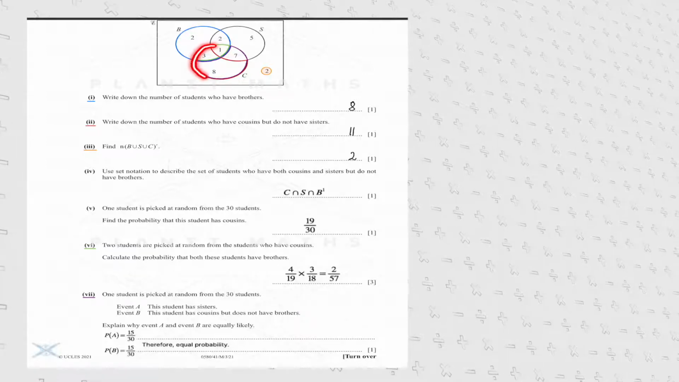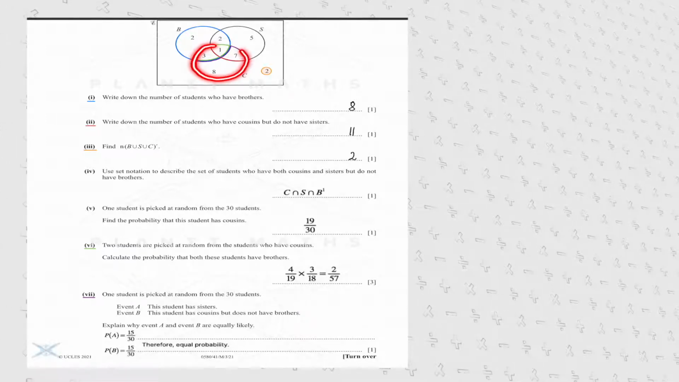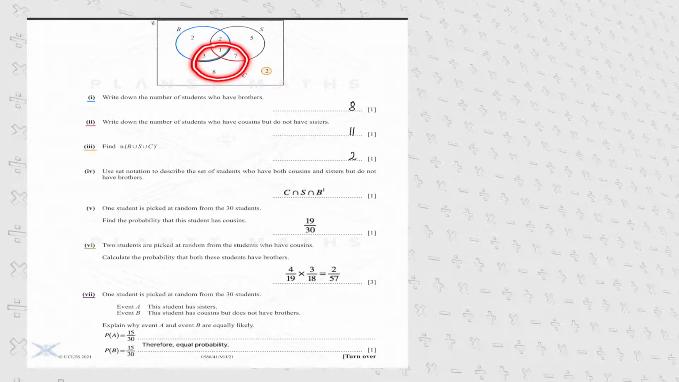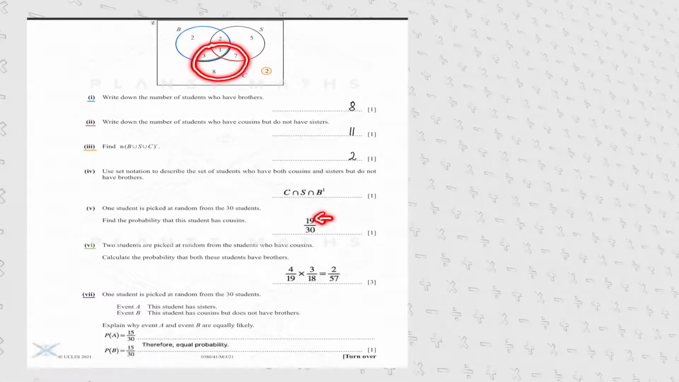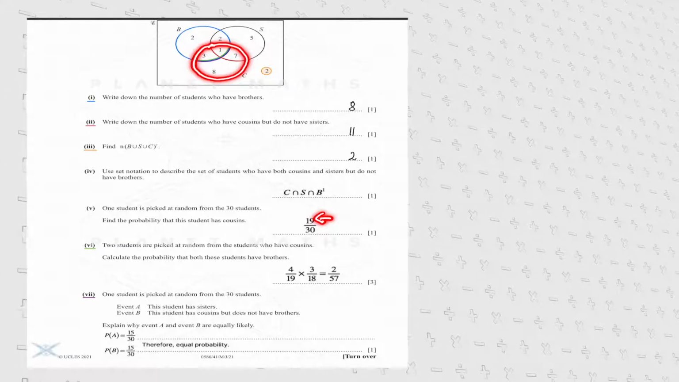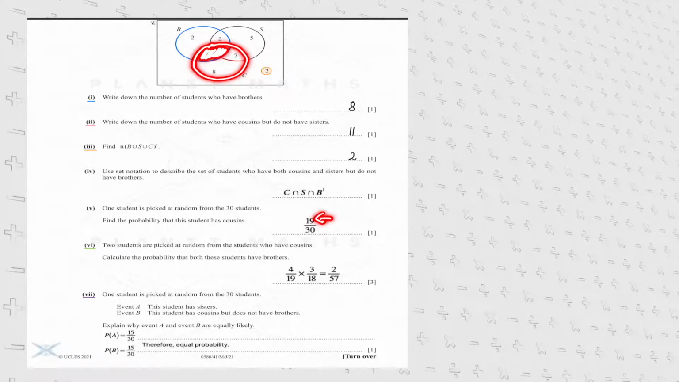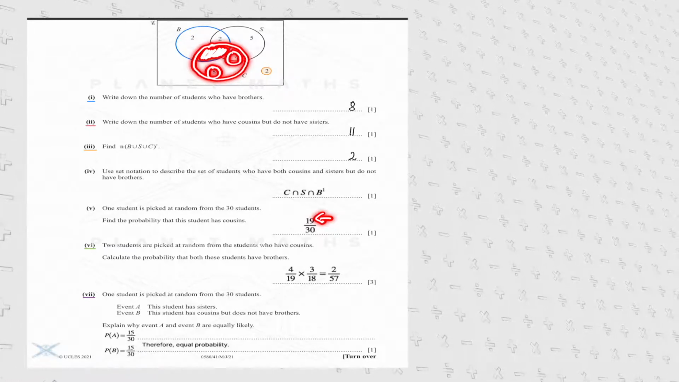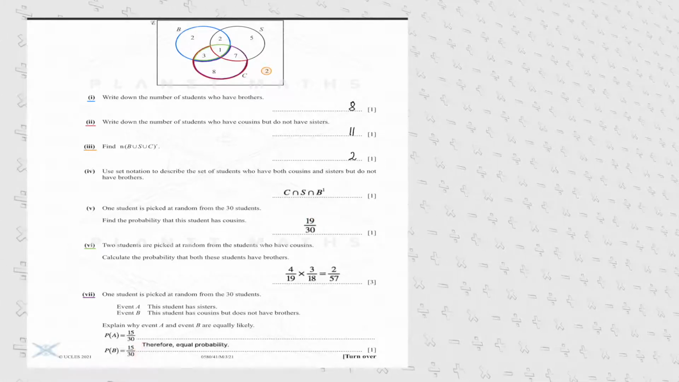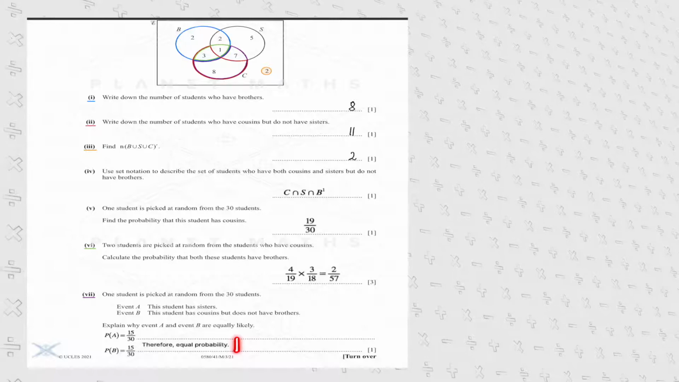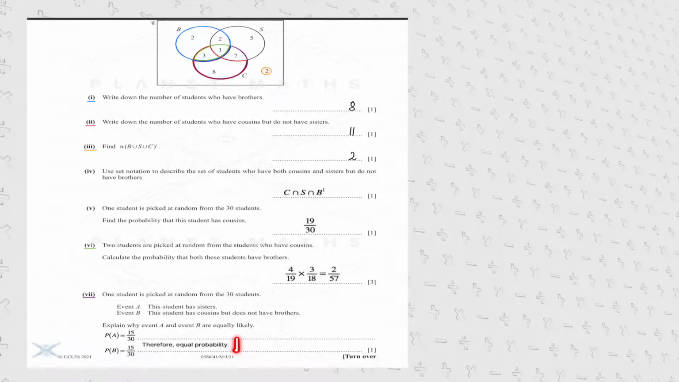So all of our cousins are gathered within this part of the Venn diagram, and there's a total of 19 cousins, which we already know. But we should take away all of those students who have cousins but no brothers, which means there are only 8 plus 7 students left for which it's the case, which also equates to 15 over 30. Therefore, we can confidently state that event A and B are equally likely.